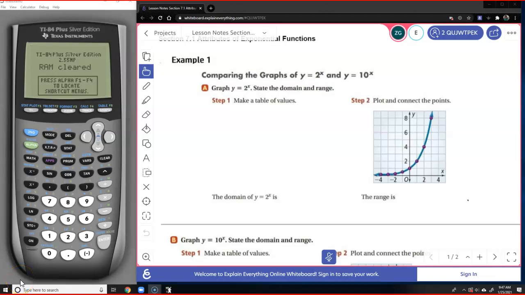We're talking about exponential functions. So I'm going to go ahead and graph y equals 2 to the power x. Now, the graph is already shown for you. So let's go ahead and make a table.